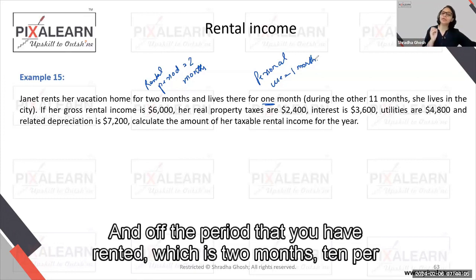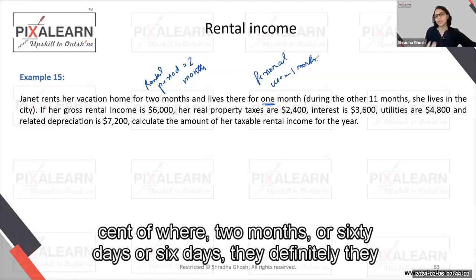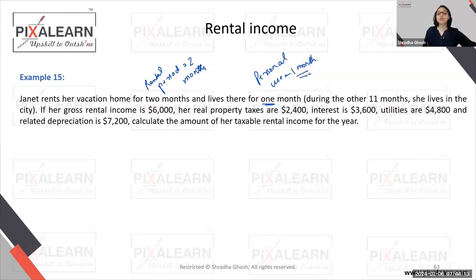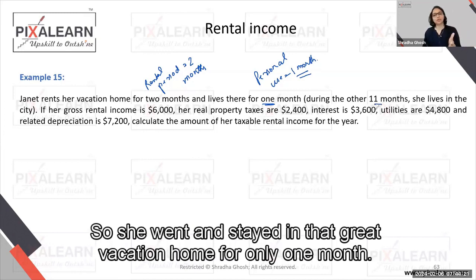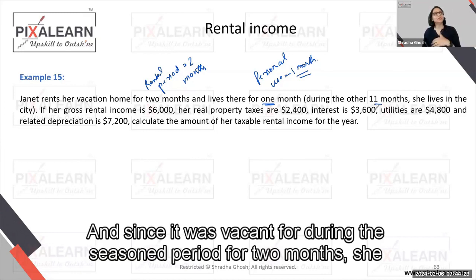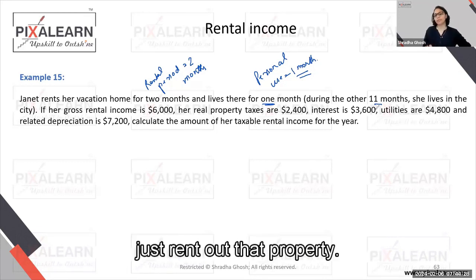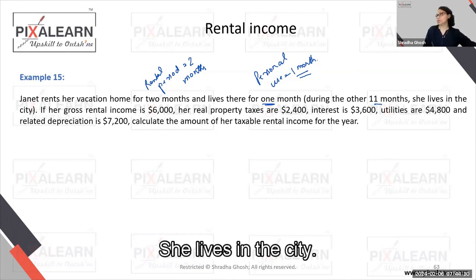And of the period that you have rented, which is 2 months, 10% of 2 months or 60 days is 6 days. Then definitely they have spent more than that. So this becomes a deemed personal use rental property. During the other 11 months, she went and stayed in that vacation home for only 1 month. And since it was vacant during the season period for 2 months, she just rented out that property. She lives in the city.